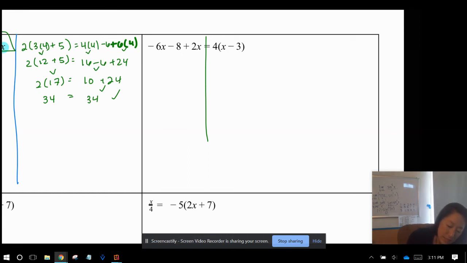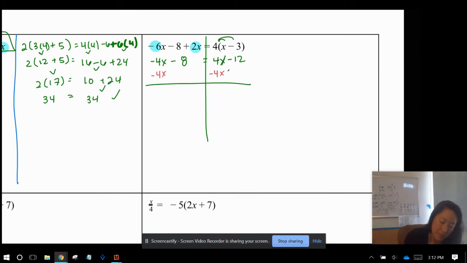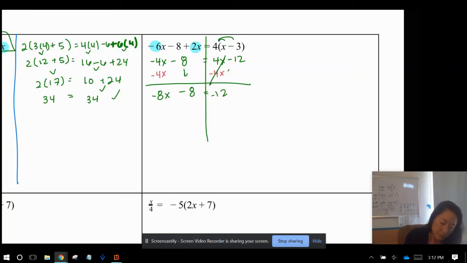All right, simplifying. Negative 6x and 2x give me negative 4x. Minus 8 is equal to, I'm going to distribute in the 4. So 4x minus 12. Now we want to get the x's to come together. So you can either add 4x to the left-hand side or subtract 4x from the right-hand side. I'm going to subtract for funsies. Doesn't really matter. Okay, so I get negative 8x, bring down the negative 8 is equal to negative 12.